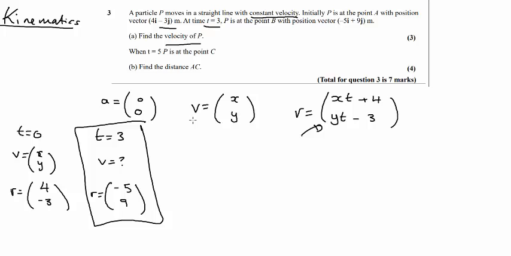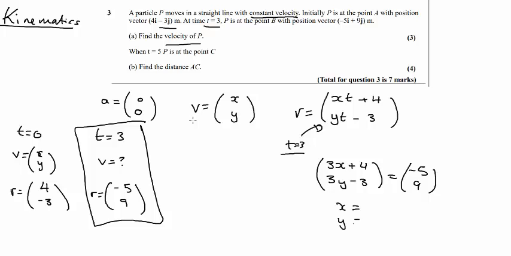So I can put t equals 3 into here. What do I get? I get 3x plus 4, 3y minus 3, and I know that has to give me minus 5 and 9. I'm just going to do this pretty quickly. Hopefully this is not the kind of stage where you need me to explain it. It's going to be minus 3, and that's going to be 4. So I've just found my velocity, I found my initial velocity, so that's all done.